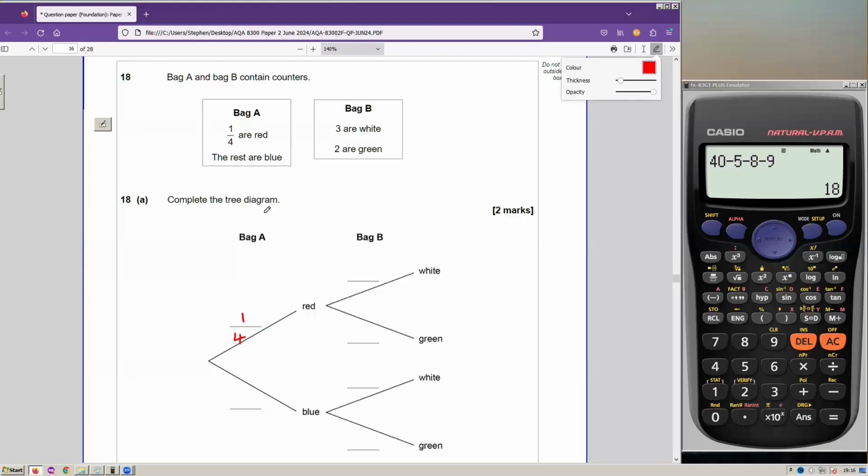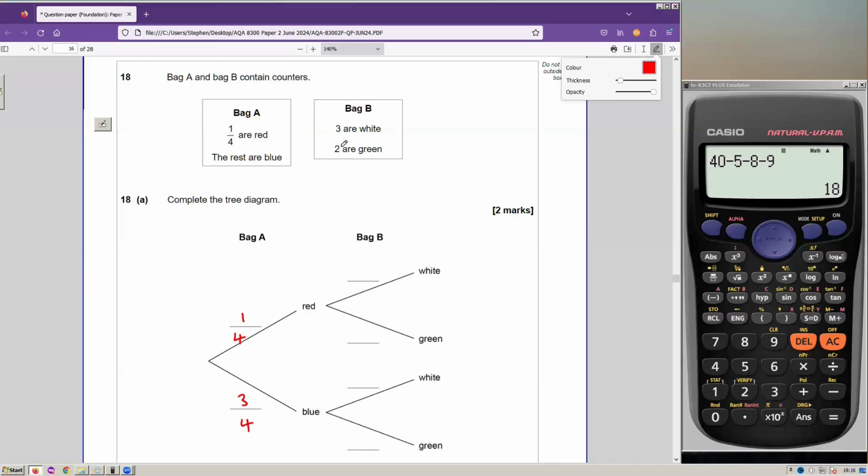Well, this is a bag with red and blue counters. You put the hand in, take out a red, you're going to get a quarter chance. The rest of them are blue. You're not going to take out anything else. So it must be the rest of them, which is going to be 3/4, because these must add up to 1. Certainty. It's either red or blue.